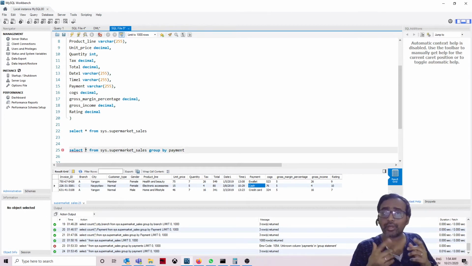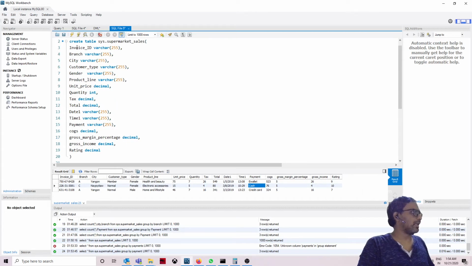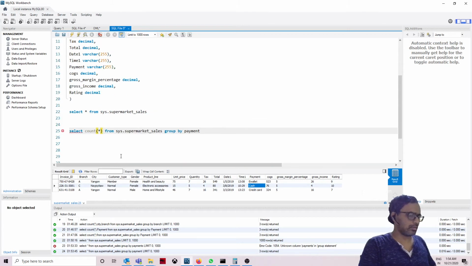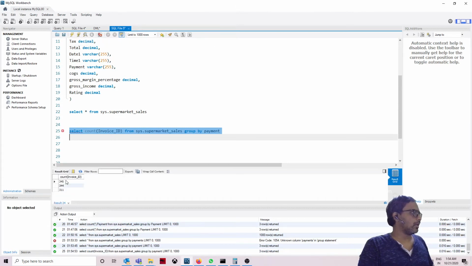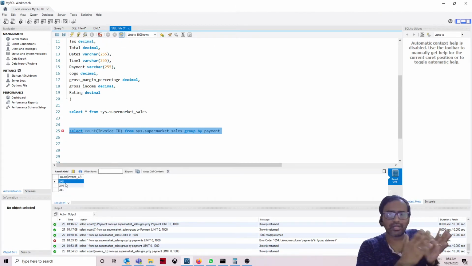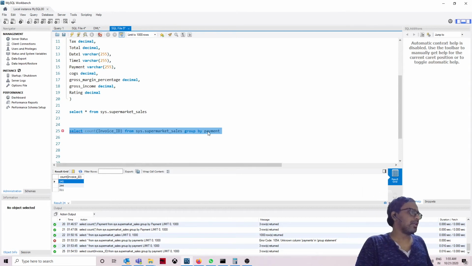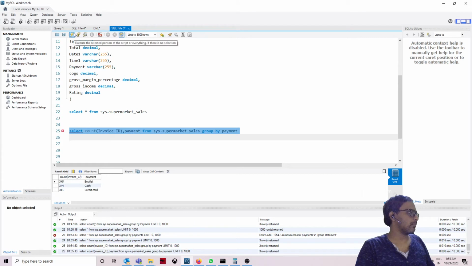Now I need to count the number of transactions, right? So I can say count. Maybe invoice is my unique transaction ID, so in the place of star, I can say invoice ID. Now let me run this. Yeah, now I got some number, but what is this 345 meant for? Whether it's for e-wallet, cash, or credit card, I don't know, right? And that's why I'll include a column called payment. Now let's run this. Did you see?